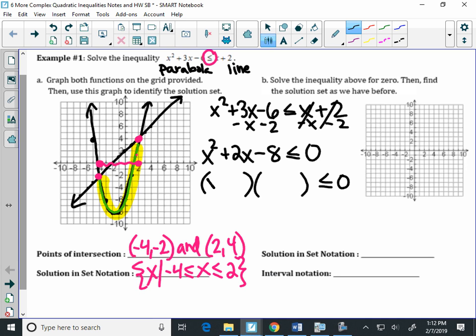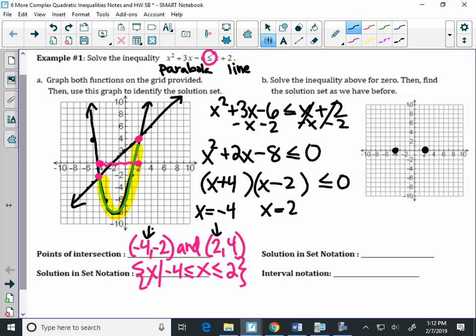+4 and -2, yeah. So I have x plus 4 and x minus 2, which if I use the zero product law, what x-intercepts do I get? -4 and 2. Well, what do you notice about those x-intercepts already? They're the same numbers as what I used over here for the x's of the point of intersection. Oh.